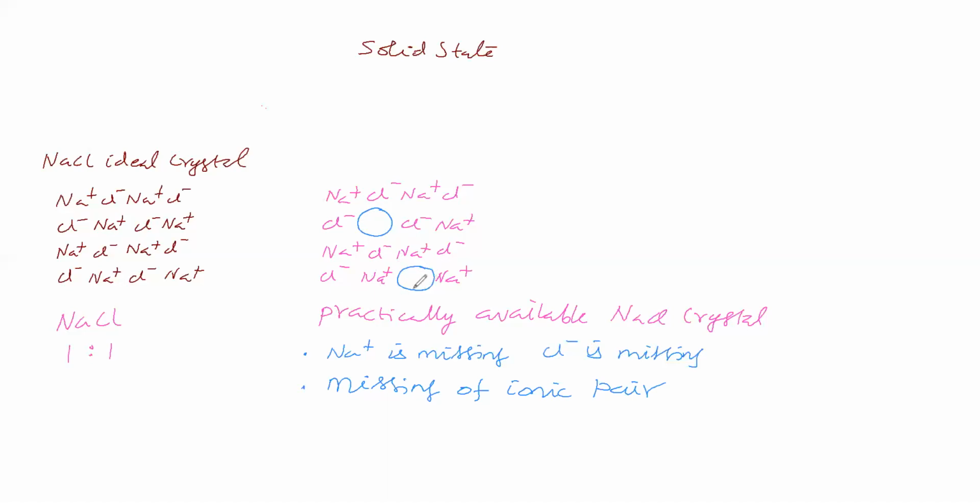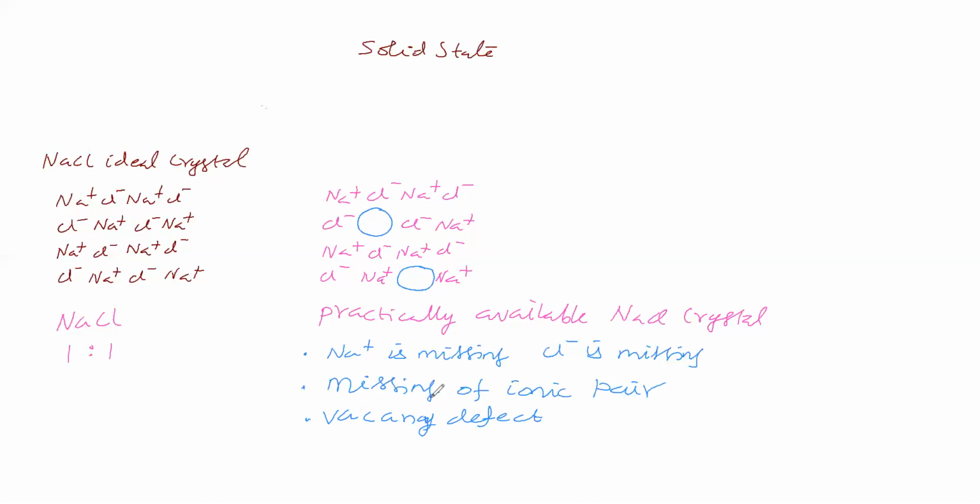So here the defect is in terms of what? Missing of ions. Here the defect or imperfection is in terms of missing of ions. Therefore, this lattice point is appearing vacant. This lattice point is also vacant. Therefore, we can call this a vacancy defect.